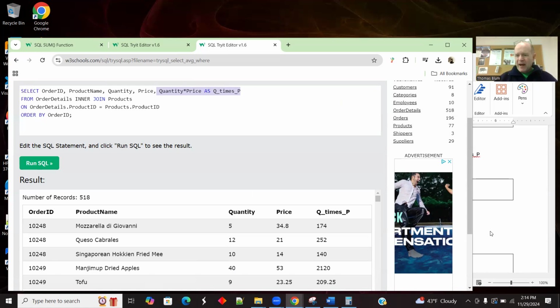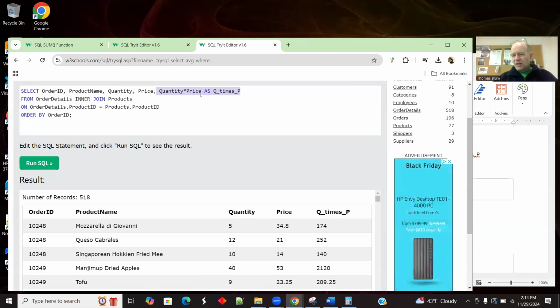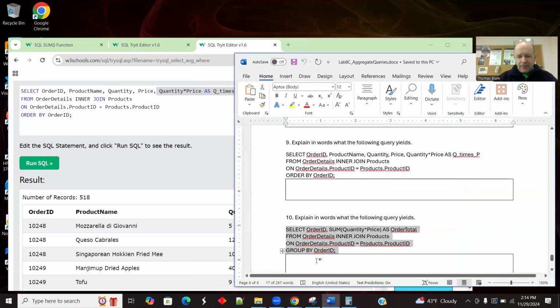And now we're going to bring back our sum, and we're going to keep order ID. We're going to get rid of the particular things of product and quantity and price, but we're going to take this quantity by price and we're going to sum it. So we're going to find out how much each order was for. And that's this last one.